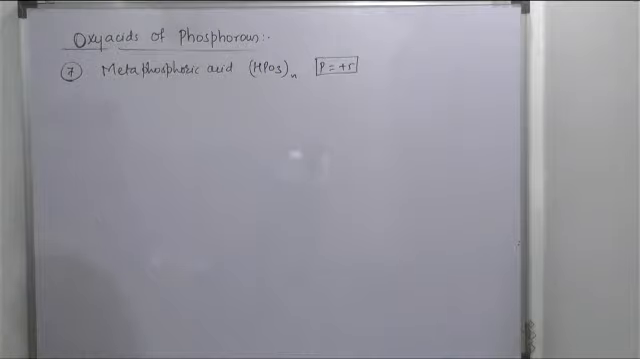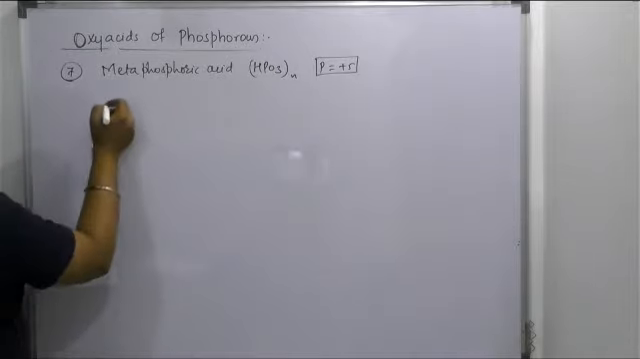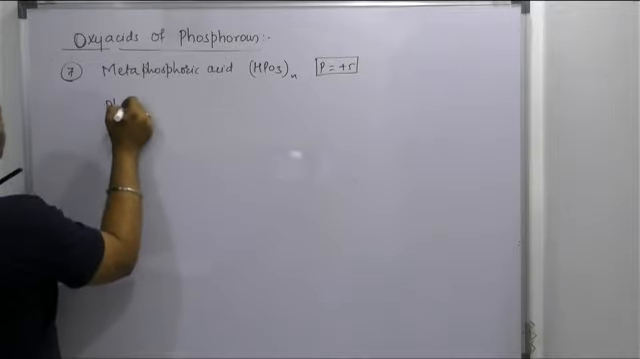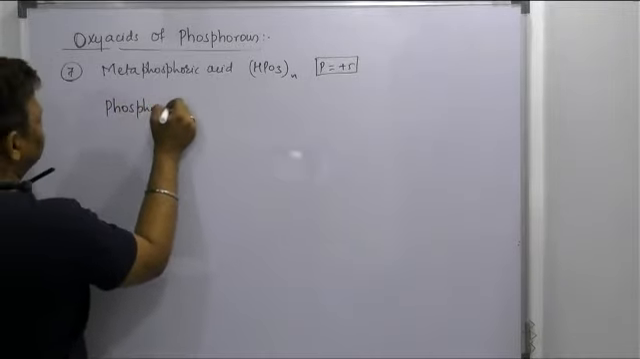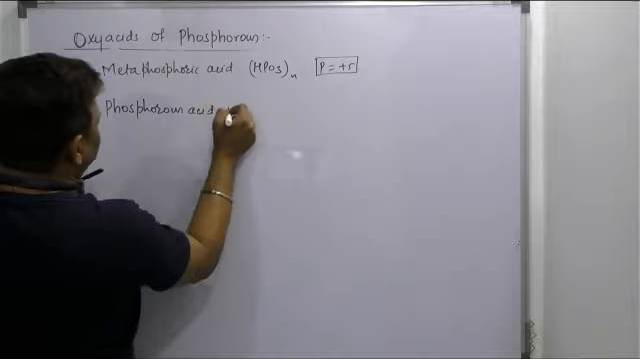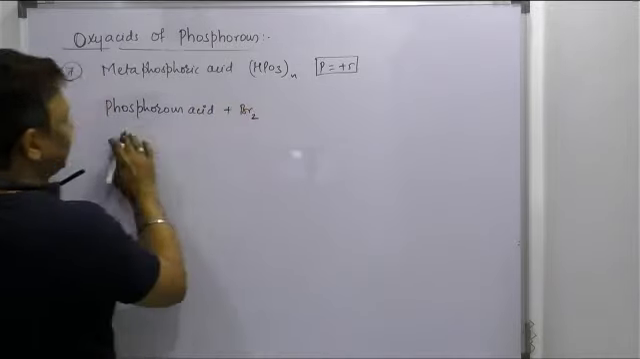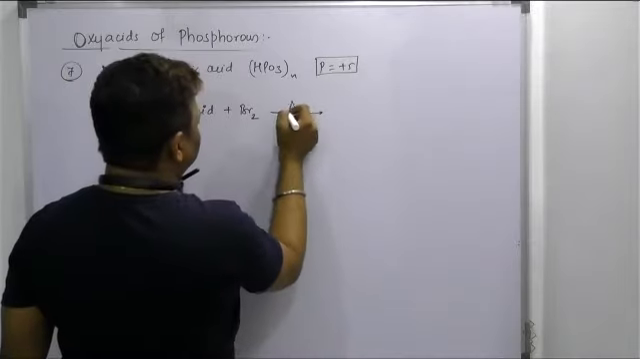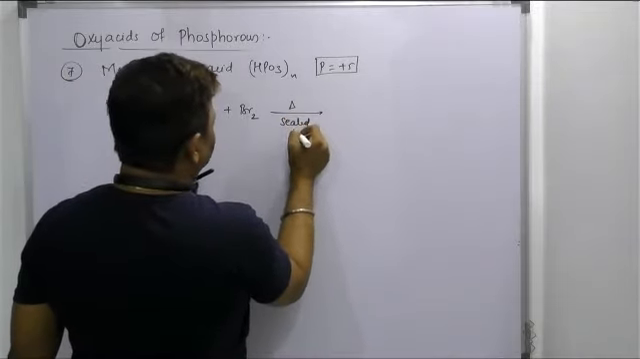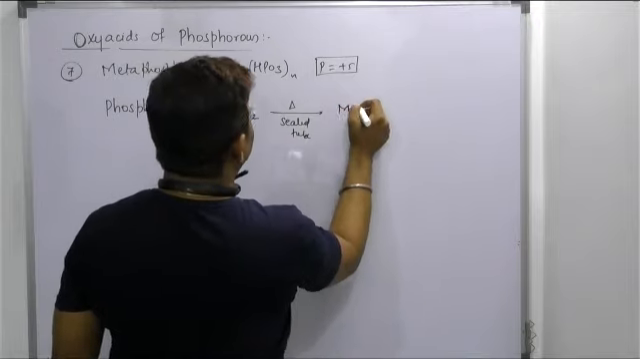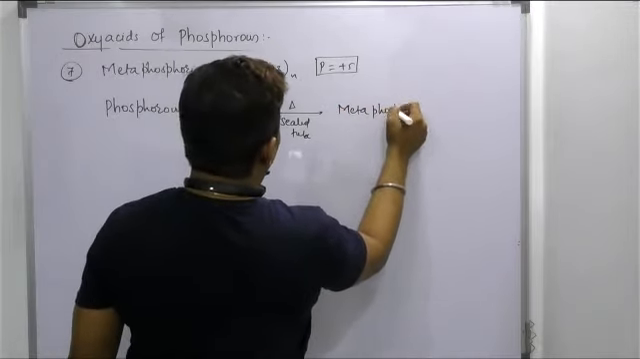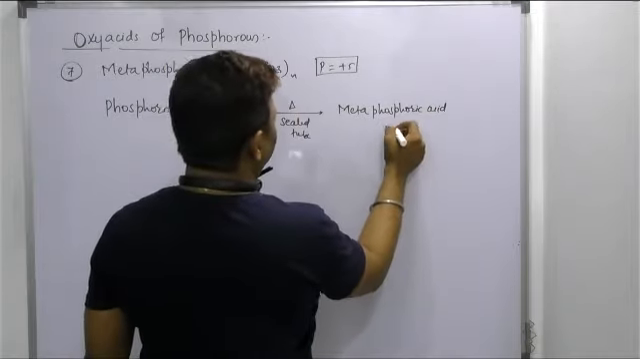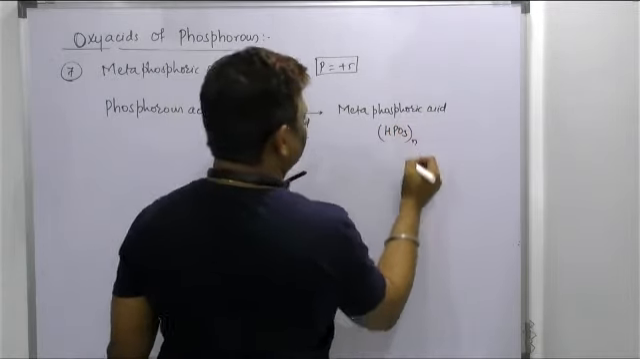So metaphosphoric acid, how can it be prepared? By heating phosphorus acid. Previously phosphoric acid was there, but now it is phosphorus acid. Phosphorus acid on heating with bromine, Br2, in a sealed tube forms metaphosphoric acid. What is that? HPO3 taken n times.